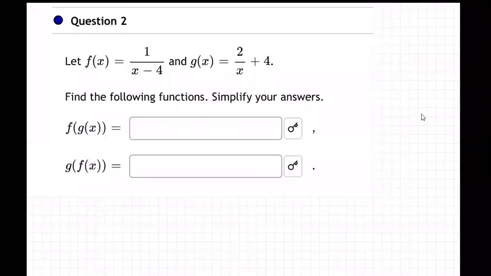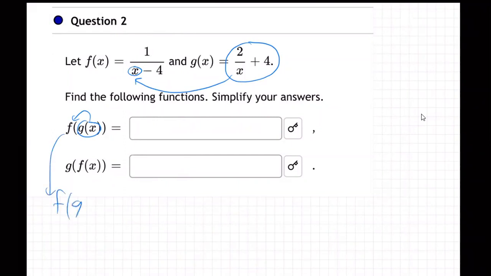Okay, so the first part here is all of G is being plugged into F, right? So I'm going to take all of G and I'm going to plug it right there into F. So let's see, I'm just going to bring that down here. So F of G of X. Let's do that first off. So what does that mean?